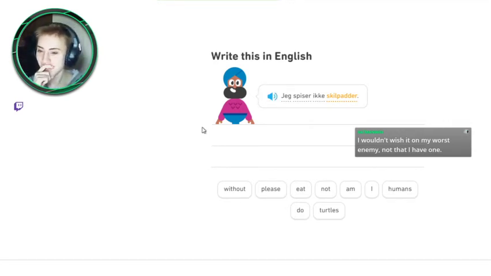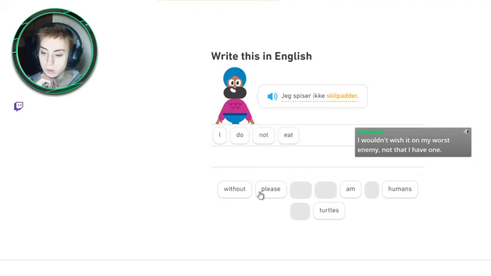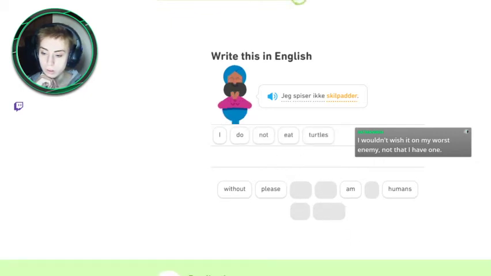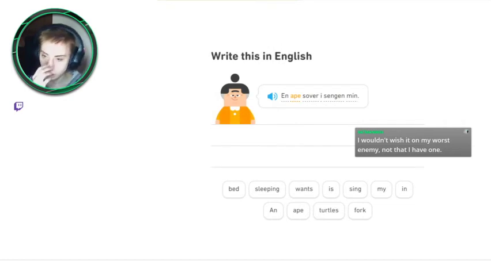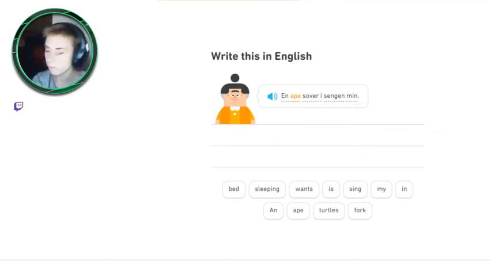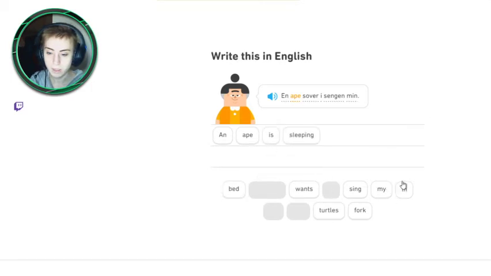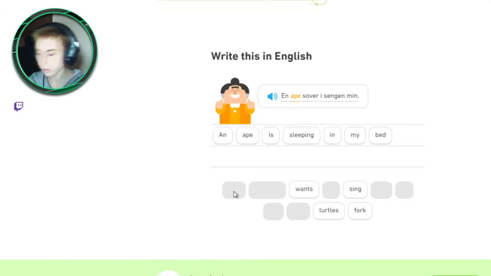Jeg spiser ikke skilpadder. Jeg spiser ikke skilpadder. I do not eat turtles. En ape sover i sengen min. En ape sover i sengen min. A monkey sleeps in my bed? Okay. Is sleeping in my bed. Well, that's not good. Probably gonna have to get a new bed.